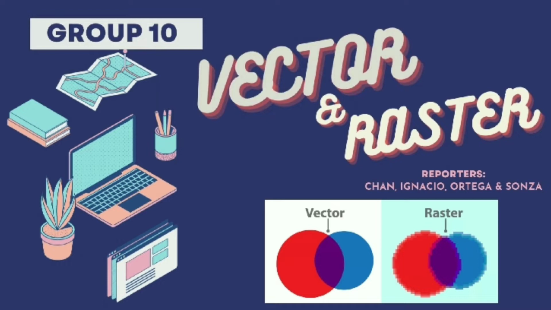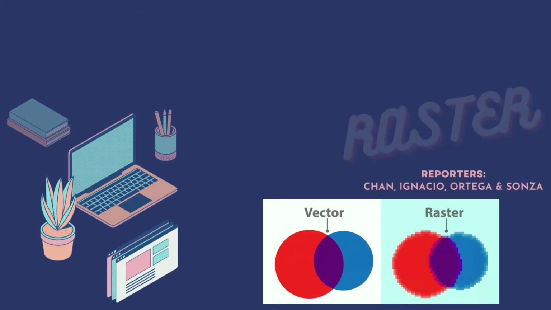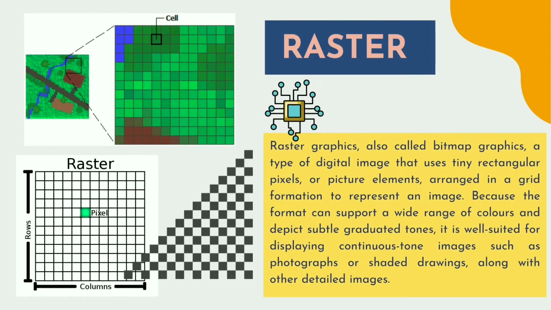And without further ado, let's first define what is raster graphics. Raster graphics, also called bitmap graphics, are a type of digital image that uses tiny rectangular pixels, or picture elements, arranged in a grid formation to represent an image. Because the format can support a wide range of colors and depict subtle graduated tones, it is well suited for displaying continuous tone images such as photographs or shaded drawings along with other detailed images.